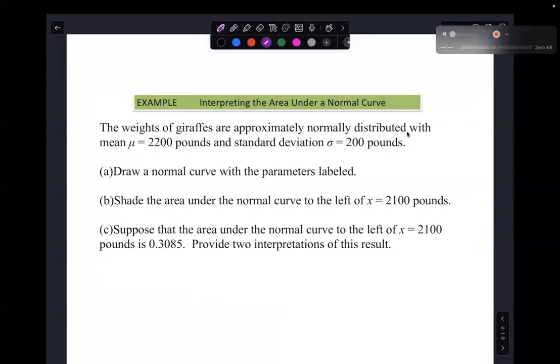Okay. So the weights of giraffes are approximately normally distributed with a mean of 2,200 pounds and a standard deviation of 200 pounds. Draw a normal curve with the parameters labeled. So I'm going to do that in a minute. And then shade the area under the curve to the left of the 2,100 pounds. Don't worry, I got that. And we're going to talk about the two different interpretations of this area, 0.3085.